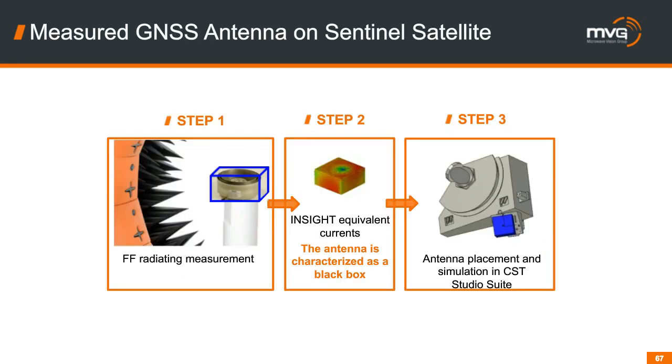This is the workflow of the link. The first step consists of the measurement of the antenna. We start from the radiation pattern in this example, and the second step is the preparation of the near-field source by Insight. The third step is importing the measured source in CST Microwave Studio and simulation of the satellite model.